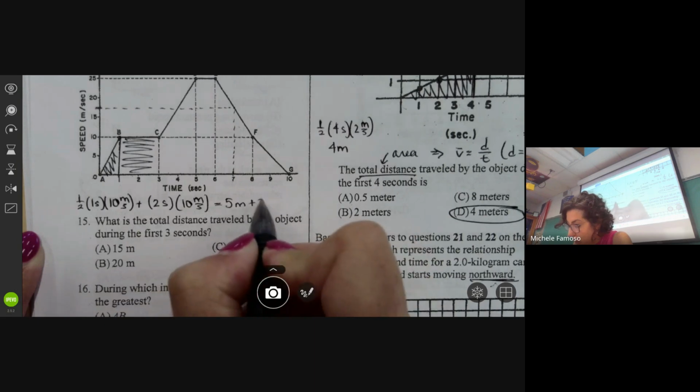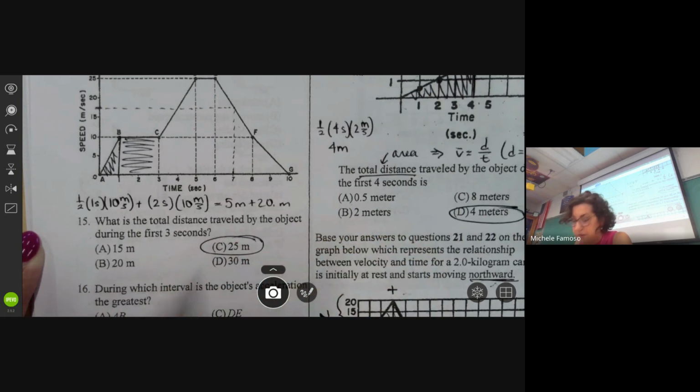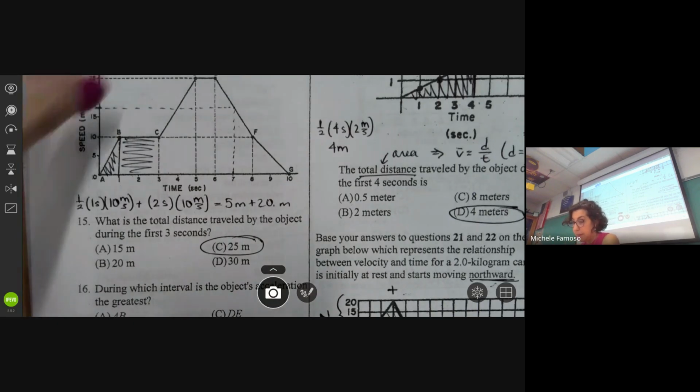2 times 10 is 20. So that gives me 25 meters for the distance traveled. Ryder? Number 3 on page 34. Yeah.